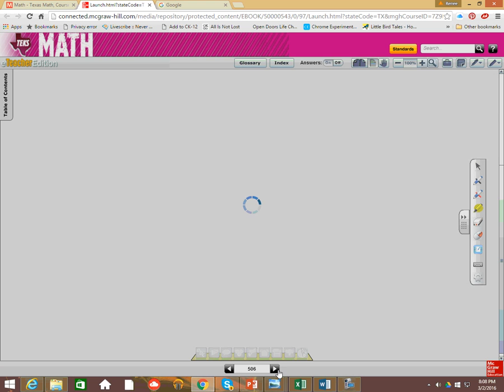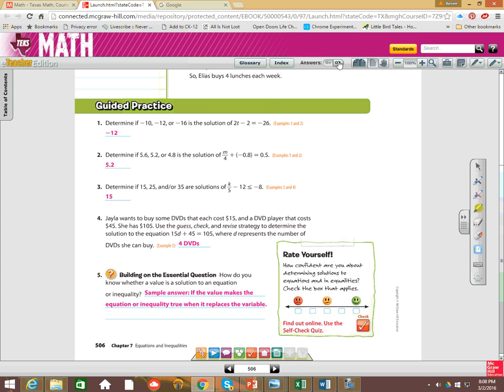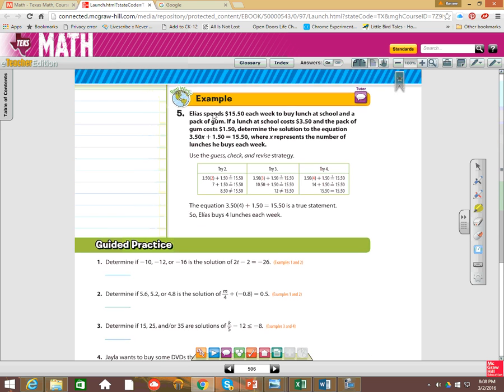So now we're up to our homework assignments. Okay, so here we have guided practice. And one more example here. It's saying in this last example, Alicia spends $15.50 each week to buy lunch at school and a pack of gum. If lunch at school is $3.50 and the pack of gum is $1.50, determine the solution to the equation. This is the equation where X represents the number of lunches. So it gave you a guess and check. So try 2, and that doesn't equal. It says try 3, that didn't work, and then try 4, and it worked. So through the strategy of guess and check, 15.50 equals 15.50.